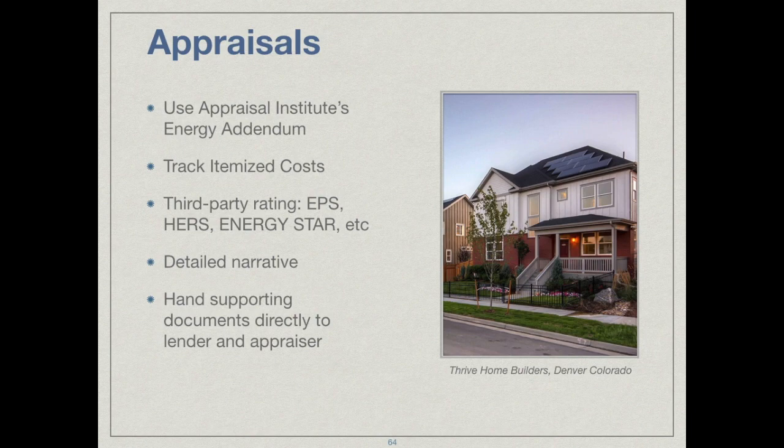Another obstacle is the appraisal. Lenders sometimes say, well, the appraisal came back, it did not recognize the extra value of the energy features of the building. Well, that's something that we have been working on steadily over the years, and again, that too is starting to change. The Appraisal Institute has an appraisal addendum, an energy addendum, that allows you to record all the details that an appraiser needs to know about the energy features of the home so that you can capture that extra value. A lot of those involve costs, so it's important for you to try to track the itemized costs of the various features so that you can put it in the appraisal addendum and give it to the appraiser.